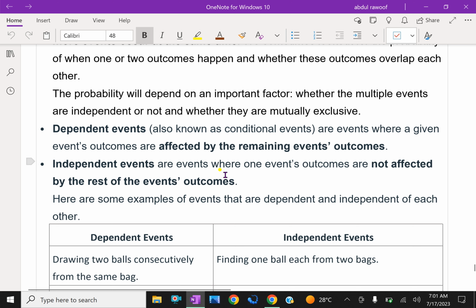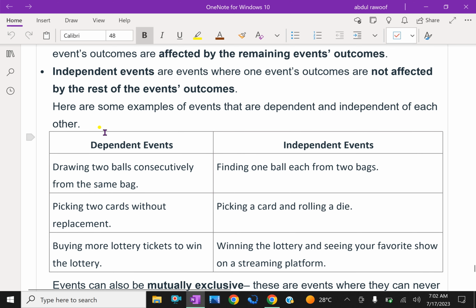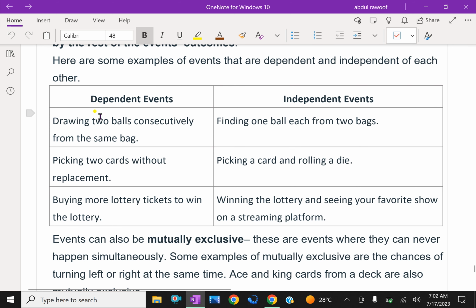Independent events are events where one event's outcomes are not affected by the rest of the events' outcomes. That means each is individual. There are some examples of events that are dependent and independent of each other. Here, for independent events, drawing two balls from different bags means that if you take one ball from one bag, it will not affect the other bag.